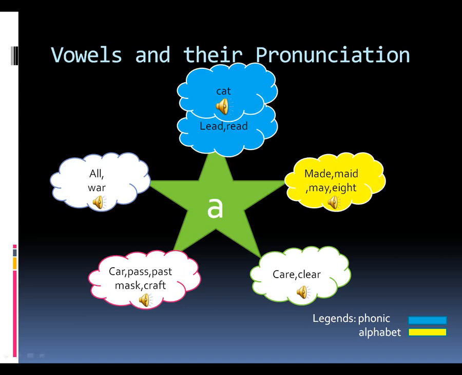Now the last case is a little bit of a blending of this A sound, R, and this alphabetic A: air, care, clear, bear, here. So these are the sounds which can be distinguished in the case of letter A.